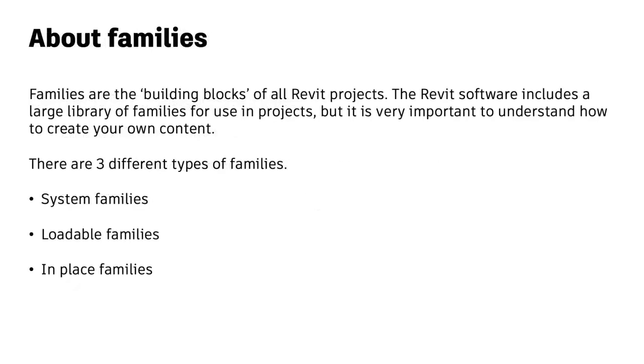Families are at the heart of any Revit project and form the building blocks of projects. The families support the actual 3D components such as structural columns, walls and beams, but also support 2D annotations like dimensions, text, tags and title blocks. We can classify all Revit families into 3 different types: system families, loadable families and in-place families.